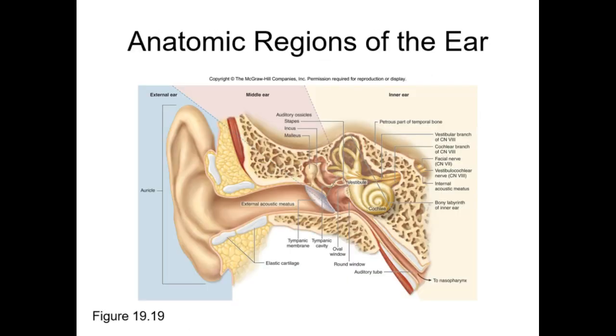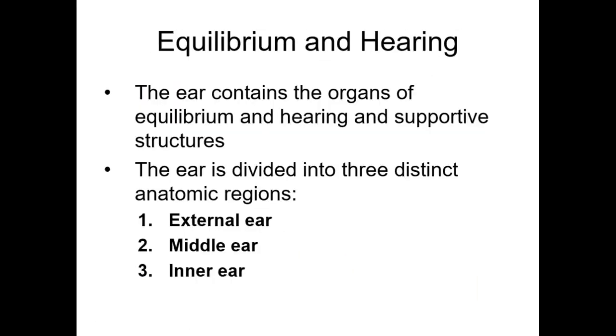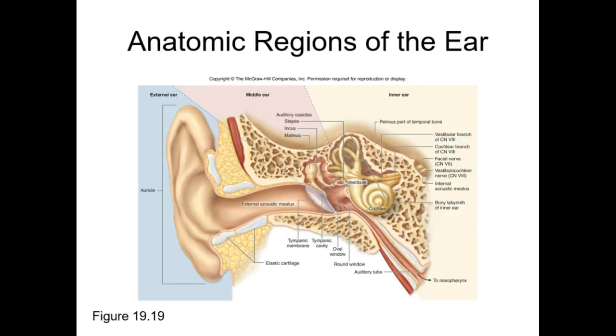So we'll move on to equilibrium and hearing, and there is a reason that we're connecting equilibrium to hearing. They're all part of the same system. We're going to call that cranial nerve 8, vestibulocochlear. There are two divisions of it, and we will discuss what those divisions are. However, that information tends to travel together.